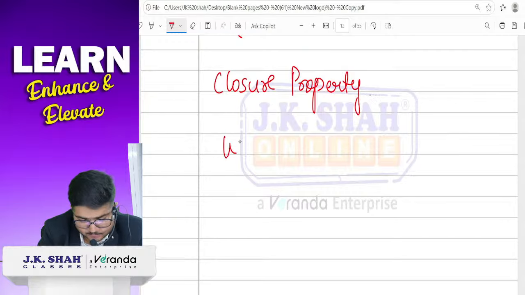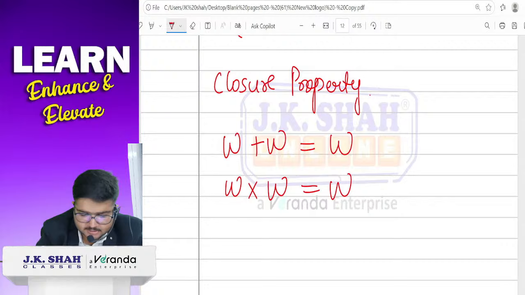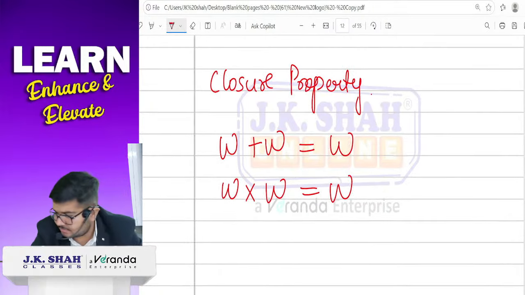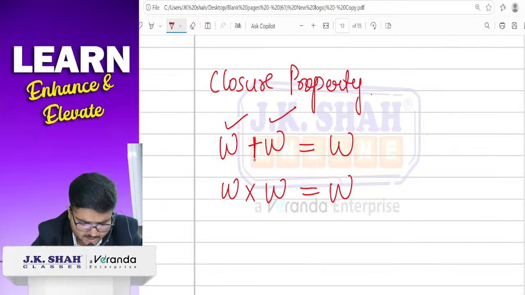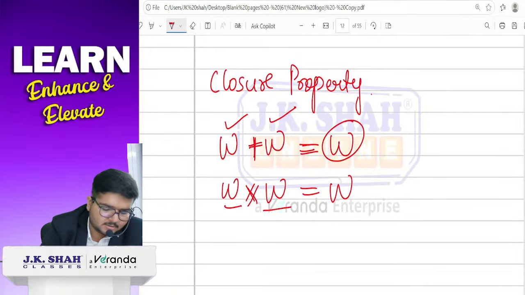that any whole number plus whole number will always be a whole number, and if you multiply two whole numbers, then the answer will be always a whole number. Understood? This is the very simple property. You take any two whole numbers, if you add, answer will always be a whole number. If you take any two whole numbers, if you multiply them, answer will always be a whole number.